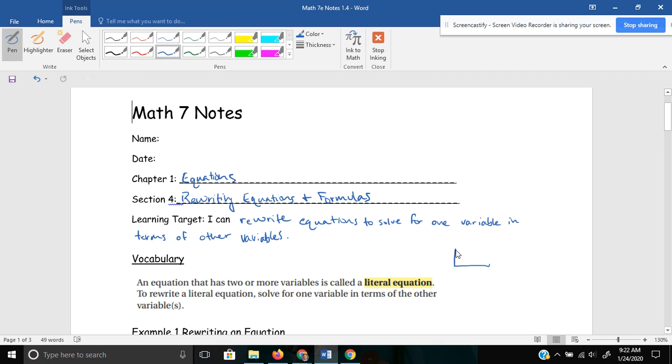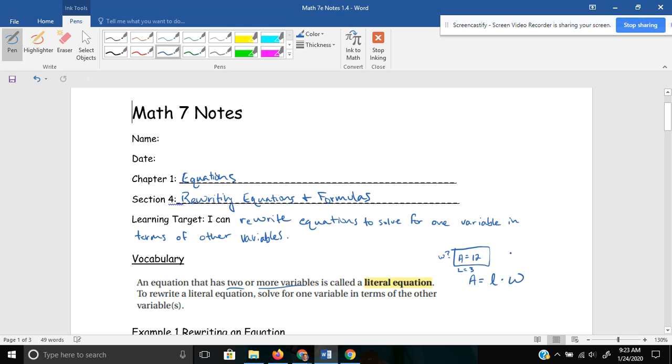If I'm talking about the area of a rectangle, its area is equal to its length times width, right? Here you can see we have two or more variables. This is in fact an example of a literal equation. And it says to rewrite a literal equation, solve for one variable in terms of other variables. So say, for example, this problem tells us the area is 12 and its length is 3. How could we find its width?